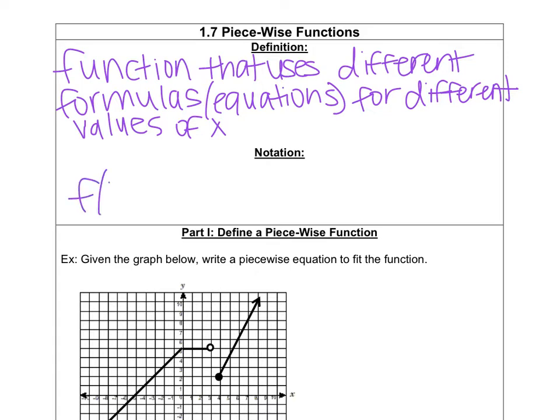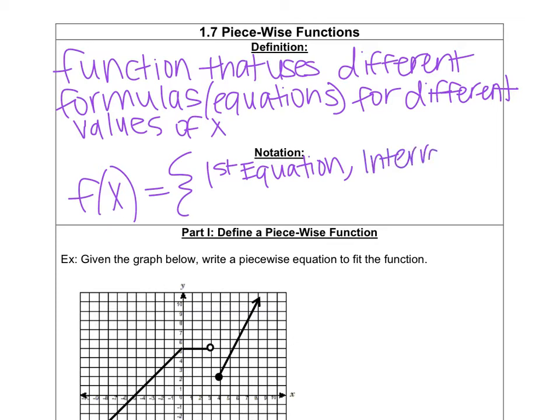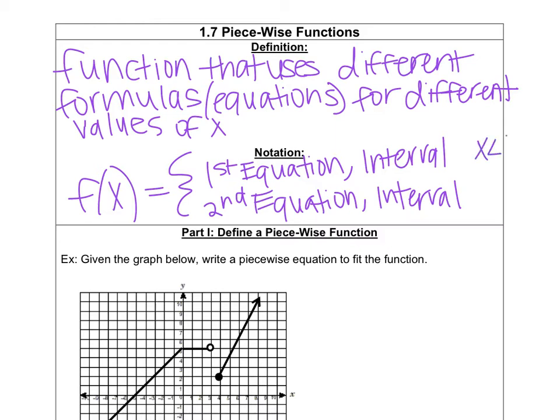Okay, and the notation. So if I have a piecewise for f of x, you do the squiggle bracket on the left side, and then you're going to have your first equation written out, and then we'll do a comma, and then list out an interval. And then same thing, you'll have your second equation, and then another interval. So this interval is going to notate something like x is less than a number, or it could be like x is greater than a number, or it could be a double inequality, like x has to be between two certain numbers.